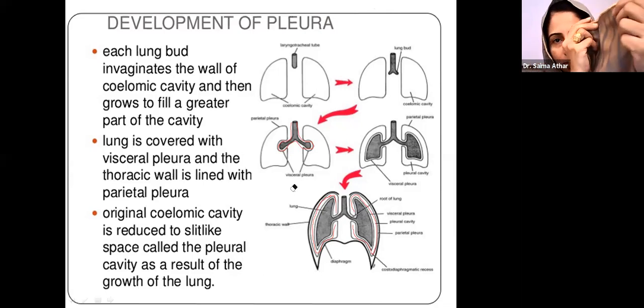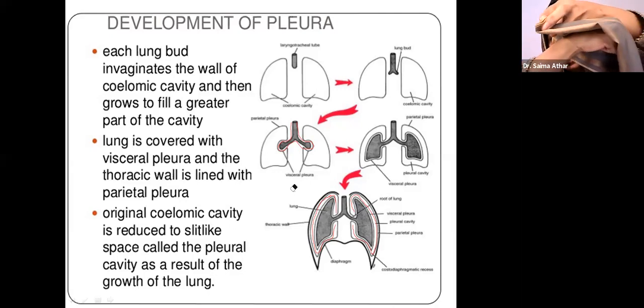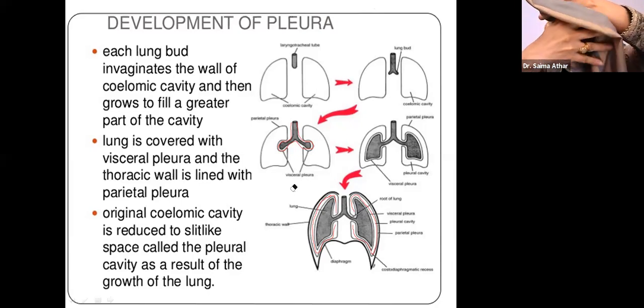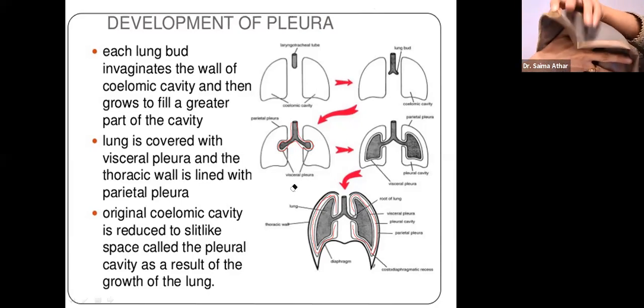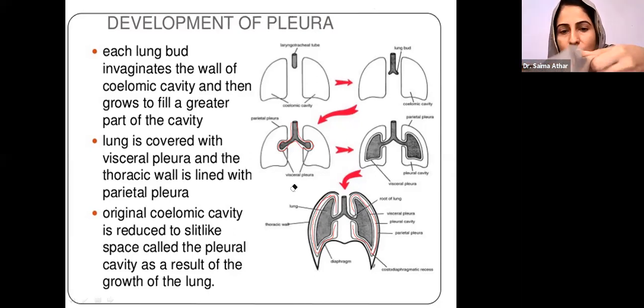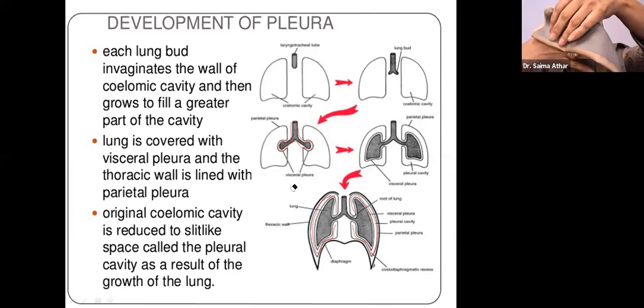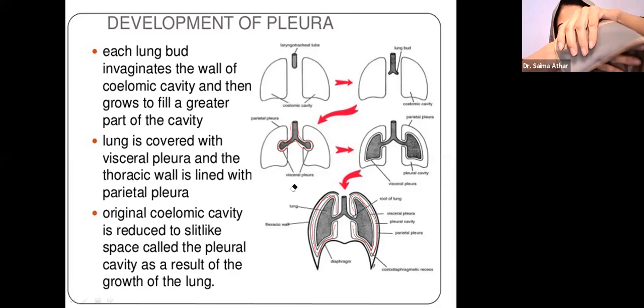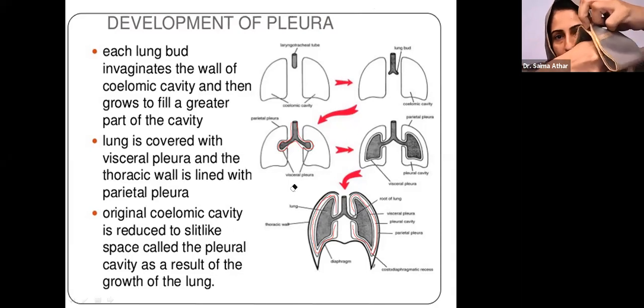Now these two layers are present like this, and the lung bud is growing inside it. The lungs are growing, forming the bronchopulmonary segments. But see that this outer layer is the parietal pleura, and this inner layer is the visceral pleura. The visceral pleura is in contact with the lungs, and the outer one is the parietal pleura.